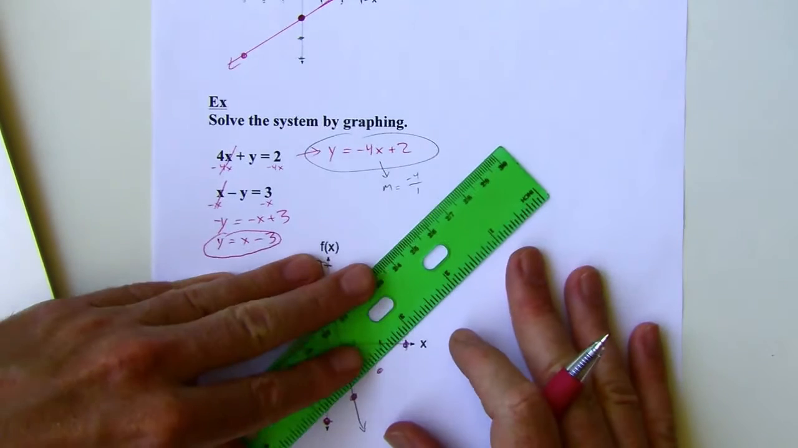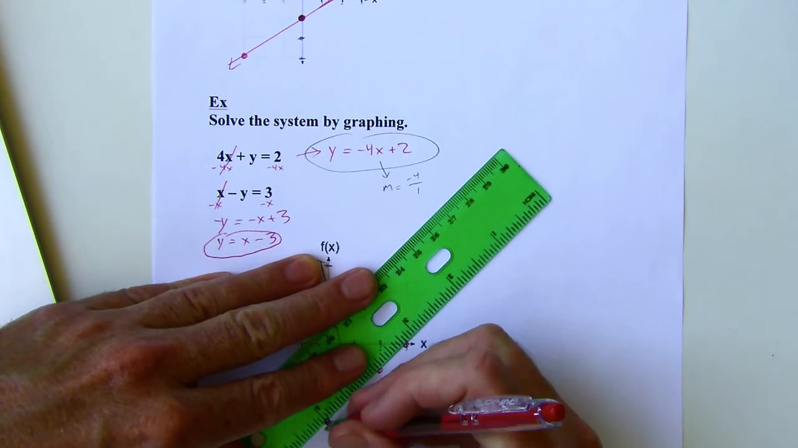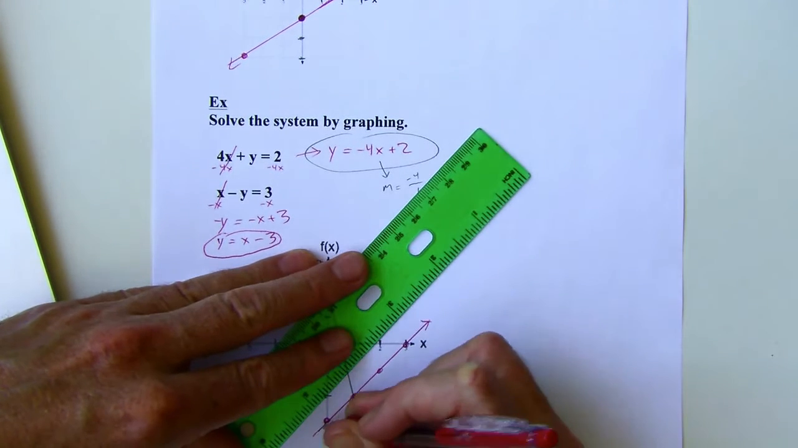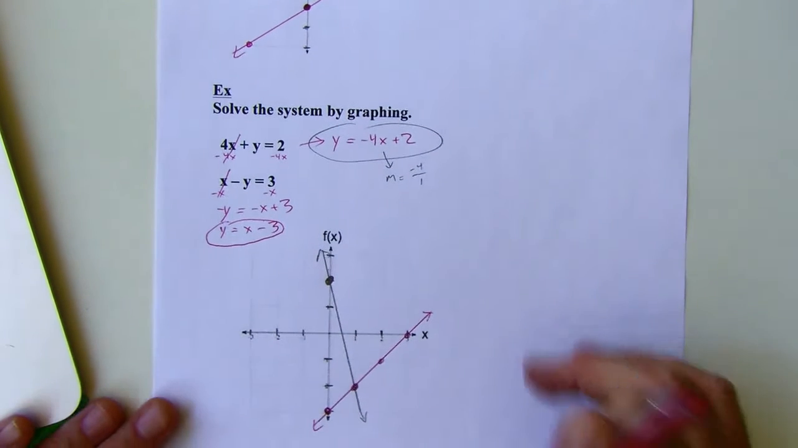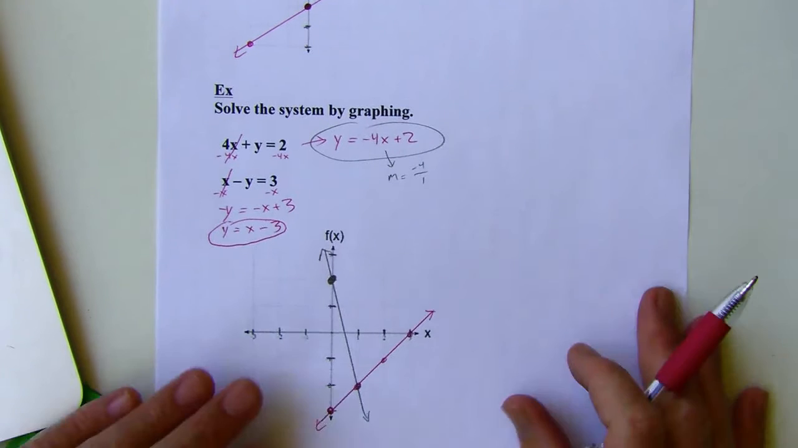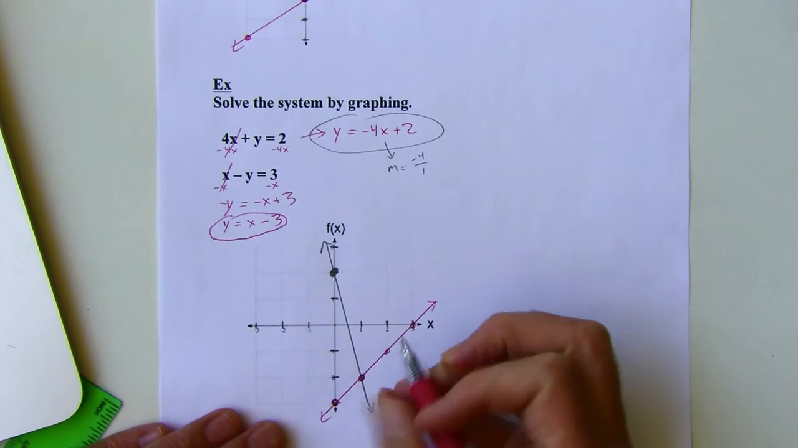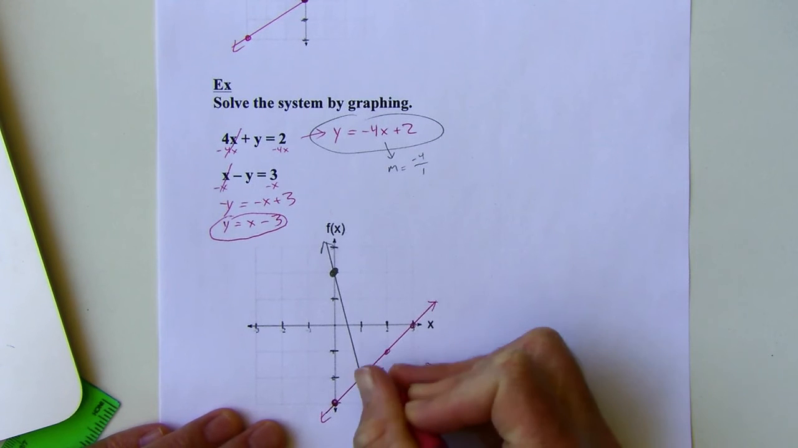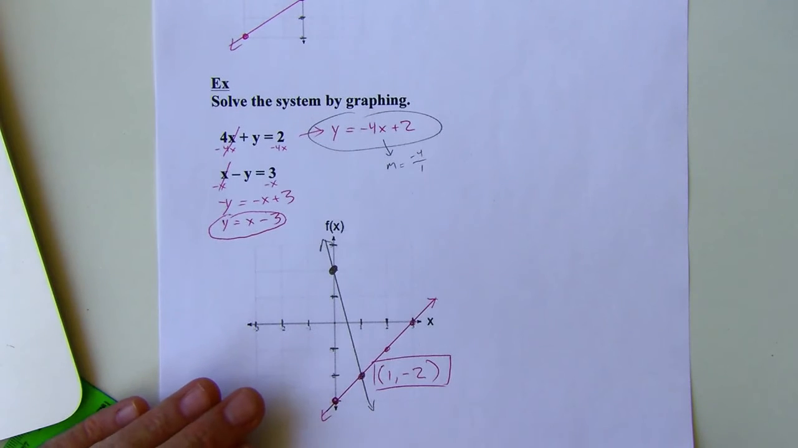Okay, and this method works nicely if you happen to have an integer solution, and they're pretty simple lines. It's not a terrible way to graph to solve these problems. So I can see right here this is the point (1, -2). So you can write your solution like that, or you could say x equals 1, comma y equals -2.